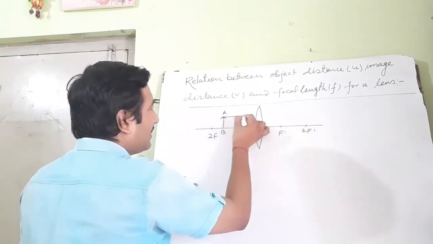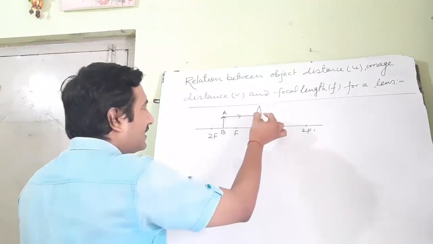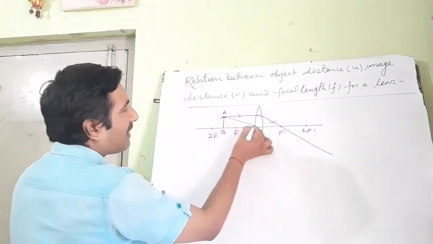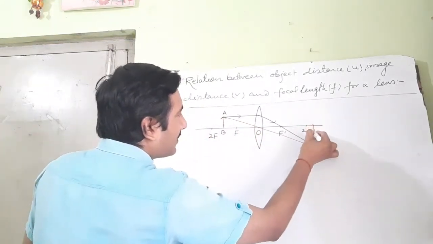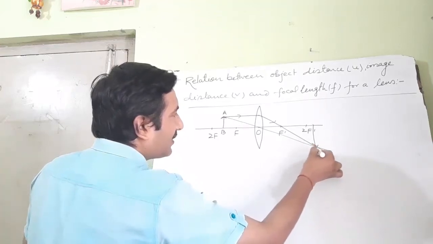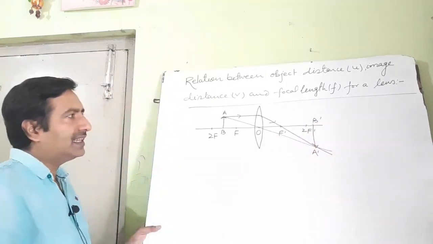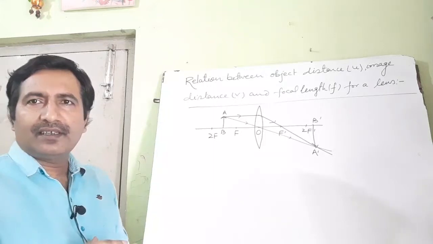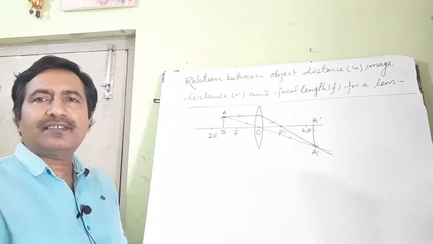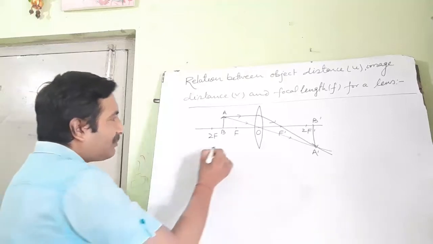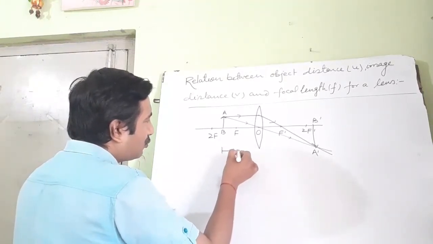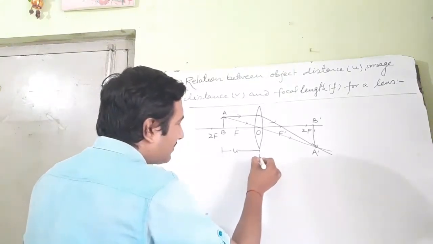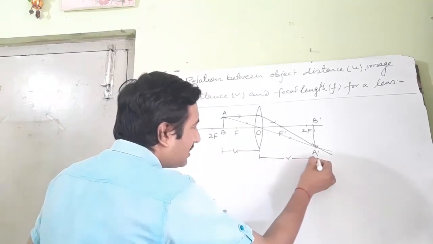A ray of light is incident parallel to the principal axis. It passes through focus. After refraction, another ray is passing through the optical center. And you see this is the image A dash B dash. The image is real, inverted and beyond 2f dash. I discussed this image formation in the previous lecture. AB is an object, so this is denoted by u, object distance u, and A dash B dash is its image, so this is denoted by v, image distance.